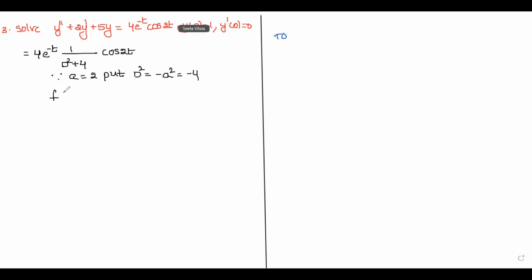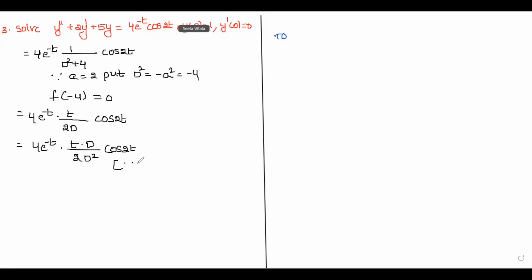Since f of minus 4 is equal to 0, this implies 4 into e power minus t into t, multiplied in the numerator, and differentiate D square plus 4 with respect to D. Then it will be 2D into cos 2t. Since we cannot do anything with D, you have to multiply D in the numerator as well as in the denominator. So it will be 4 into e power minus t into t into D by 2D square into cos 2t.